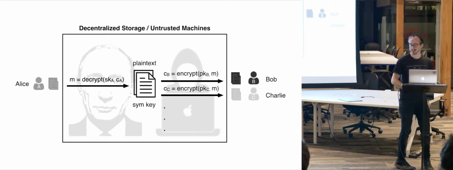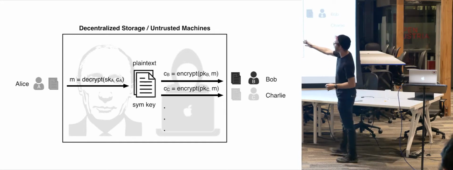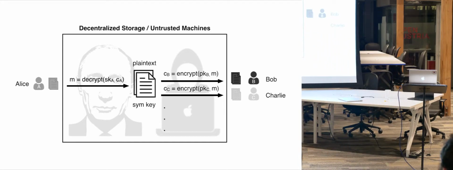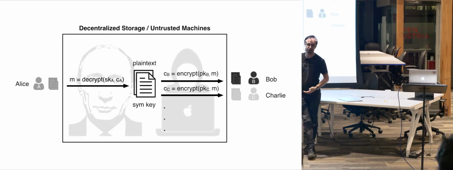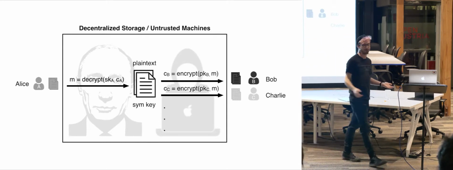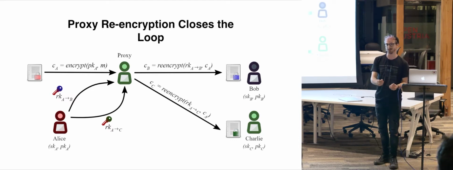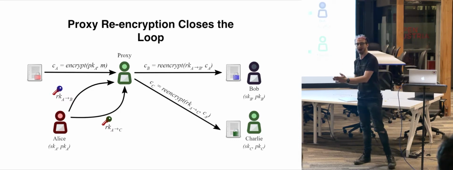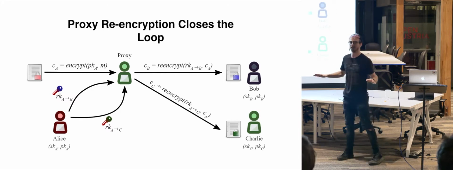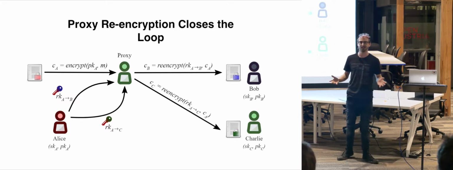So if I go back to this slide here, you'll see where we have that state transition where it decrypts the data, and then it re-encrypts it again under another recipient's public key, right? So we don't actually have to do that anymore with proxy re-encryption. What's happening here is that the ciphertext is literally getting transformed from Alice's key to Bob's key. The proxy, at no point in time, actually sees the plain text.